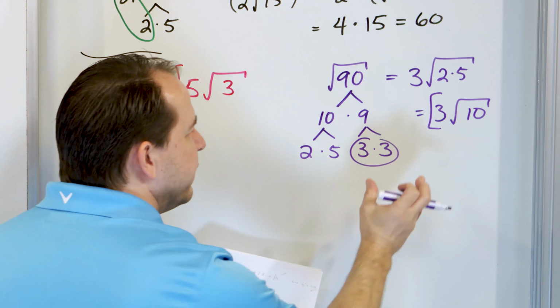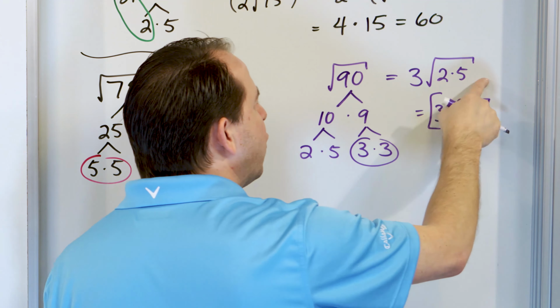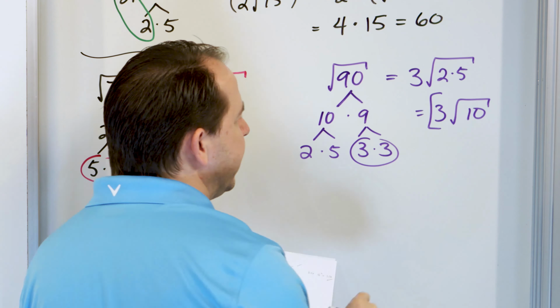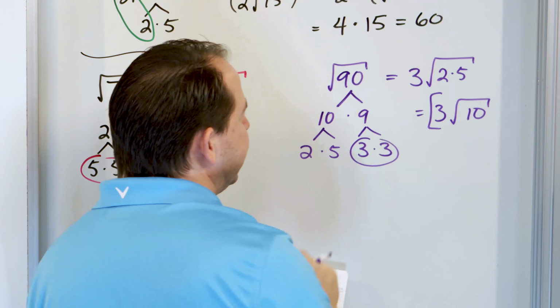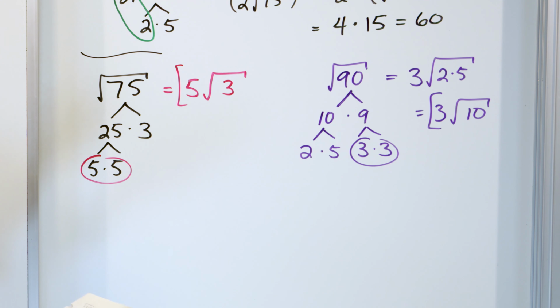If you want to check it, square this in your mind. The square will square the 3, giving you 9. The square will kill the square root, giving you 10. 10 times 9 is 90. That's exactly what it should be.